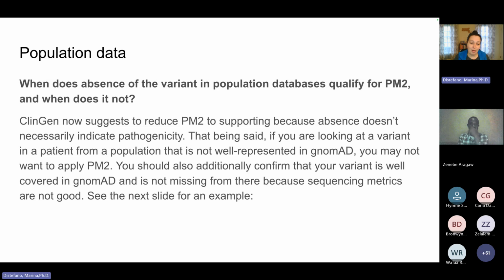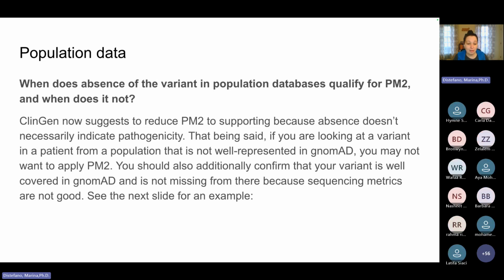Let's say your population really is missing from gnomAD. Maybe it's not a good idea to say that this variant is absent in population databases, because they don't well represent your population of interest. And maybe you should be looking in your local population database as a better proxy.